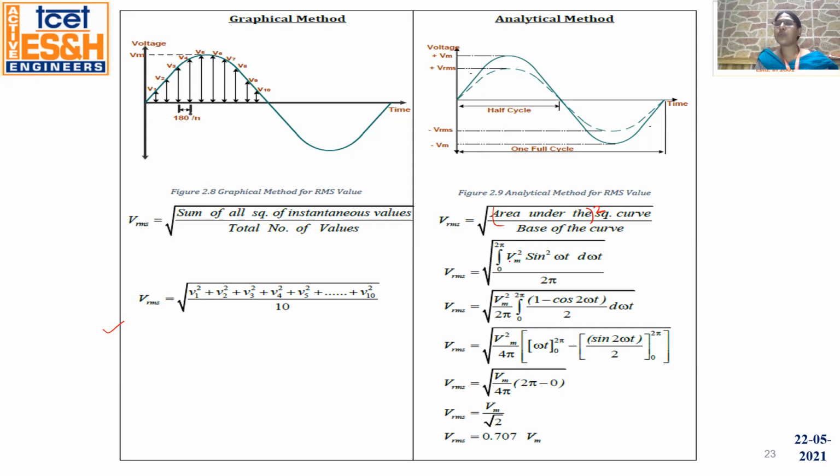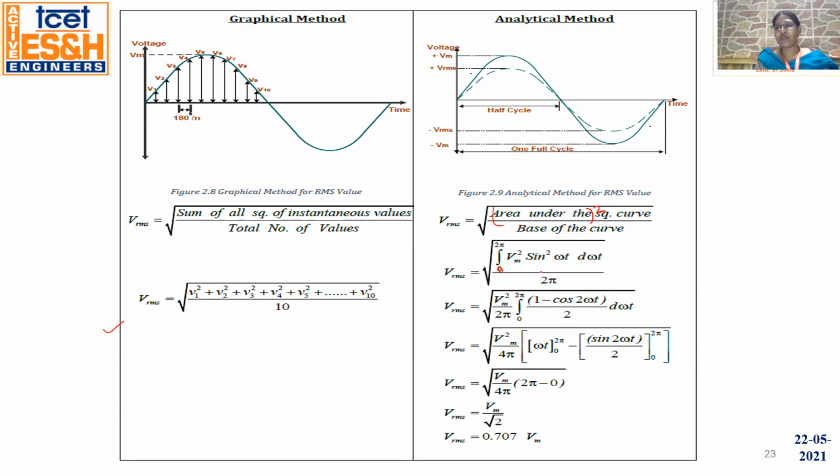We have a formula for finding the area: Vm square sine square omega t d omega t. One important thing you should keep in mind is that the limits are 0 to 2 pi. For finding the average value, you take only 0 to pi in case of pure sinusoidal. Here you take 0 to 2 pi, divided by the base of the curve, 2 pi.